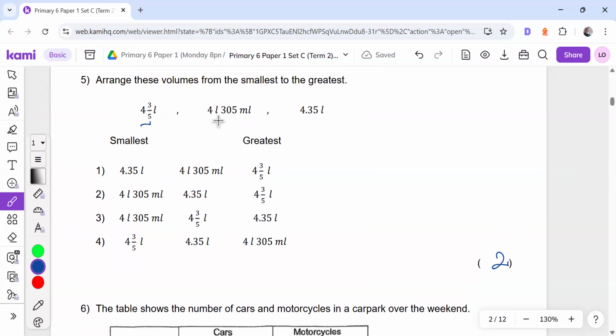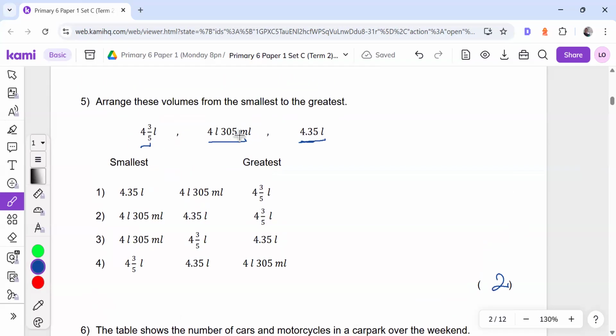This is a fraction. This is like a whole number. This is a decimal. So you cannot compare if they're all different. You have to make them into all what? Maybe into all whole numbers. Like for example, this is what? What is the ml? 4,305 ml. So I change it into a whole number.